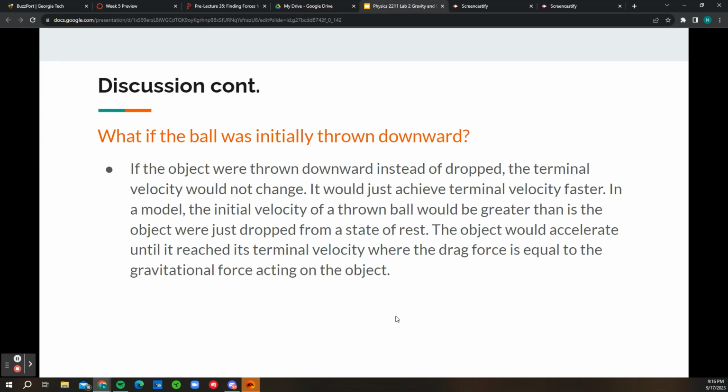So, what if the ball was initially thrown downward? If the object were thrown downward instead of dropped, the terminal velocity would not change. It would just achieve terminal velocity faster. In a model, the initial velocity of a thrown ball would be greater than that of an object just dropped from a state of rest. The object would accelerate until it reached its terminal velocity, where the drag force, of course, is equal to the gravitational force acting on the object.